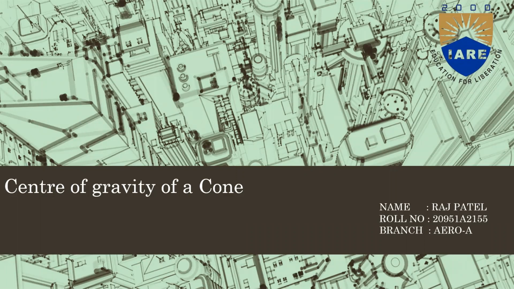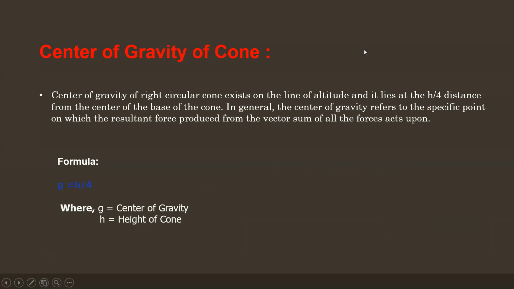Today we have discussed center of gravity of a cone. The center of gravity of a circular cone exists on the line of altitude and it lies at h by 4 distance from the center of the base of the cone.